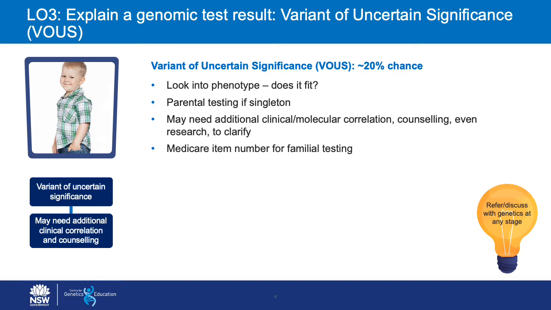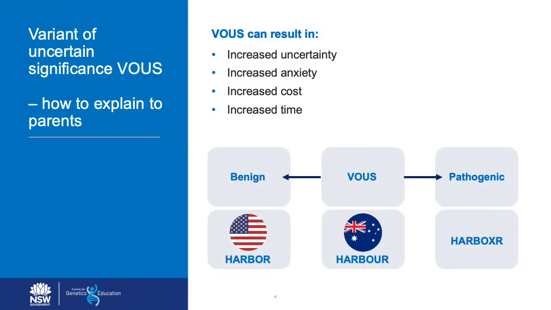Exploration of a variant of uncertain significance may require additional clinical and molecular correlation, counselling, and often research to clarify the implication. This is best done by contacting your local genetic service. For families, a variant of uncertain significance may increase anxiety and uncertainty. It is also often associated with increased time and cost.